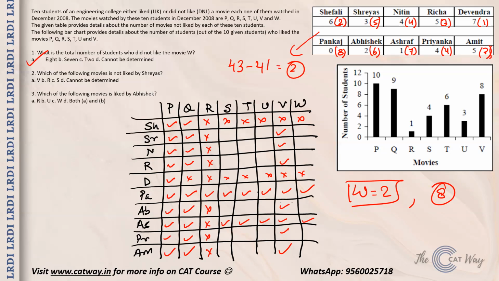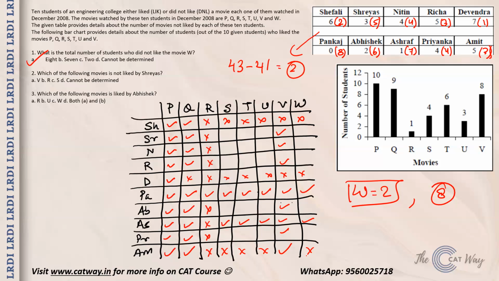Let's see what else we can calculate from it. If you talk about Shreyansh, he did not like 5 movies. Now Amit, if you see, he liked 3 movies, and the data is available for all the 3 movies that he liked, that is P, Q, and V. That means Amit did not like any of the other films.